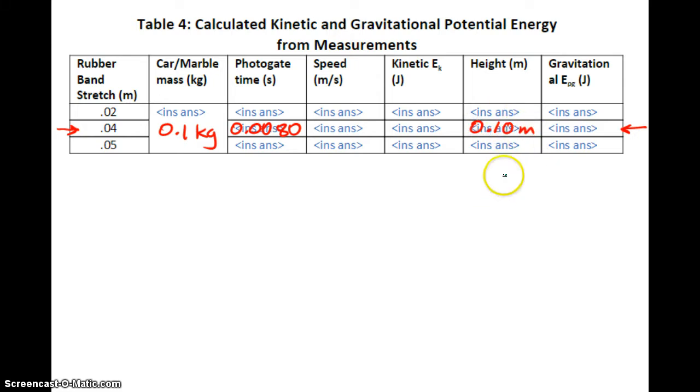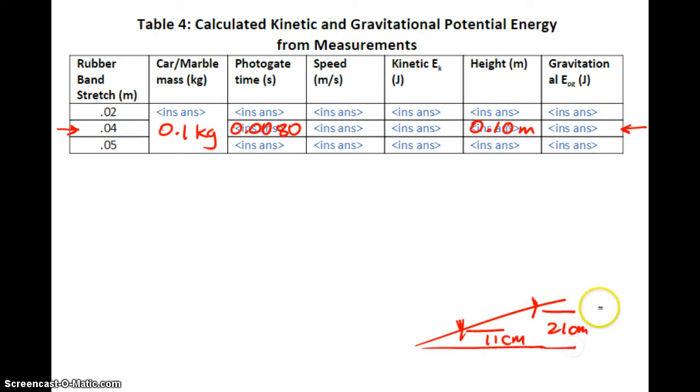And just a note on that height, as it went up, here's my rubber band here. It went to here. This was at a height of 11 centimeters from the table. This one was at 21 centimeters from the table. So the difference between those was 10 centimeters, or 0.10 meters. Just make sure that's clear on how we do that. It's the difference in the distances from the table.